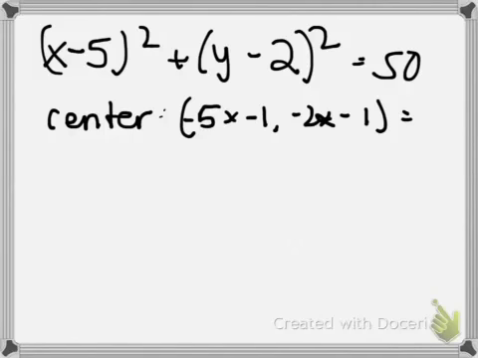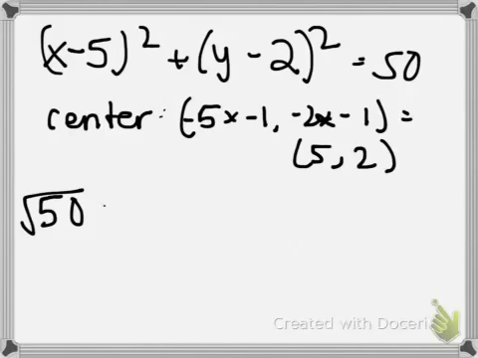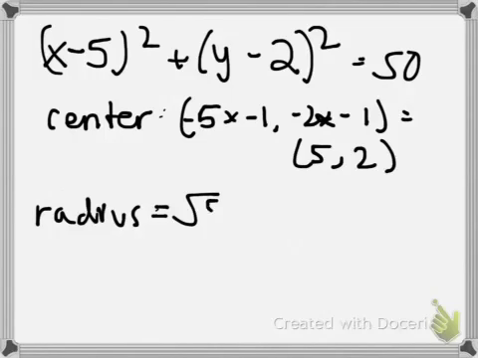Now for the foci. So the center we get is 5, 2. To find the radius, you simply take the value on the other side of the equation and use the square root of that. So it's the square root of 50, which equals 5 times the square root of 2. And now you have to remember that a squared is always the largest denominator. To find the foci, a squared minus b squared equals c squared.